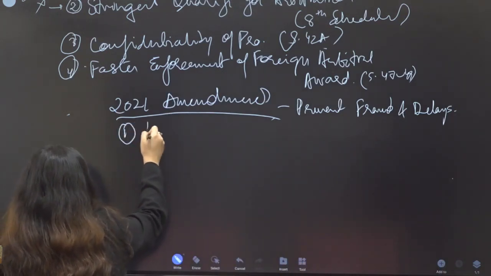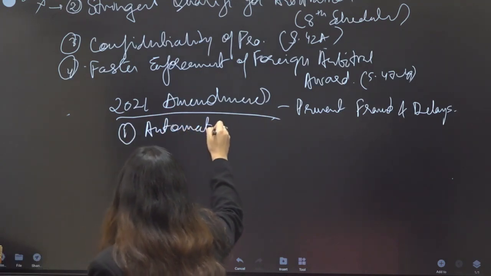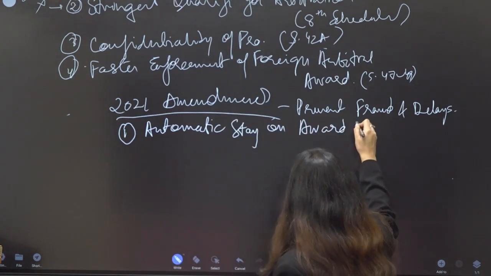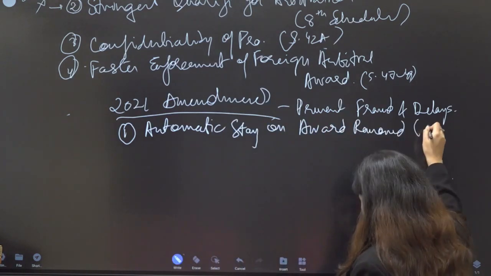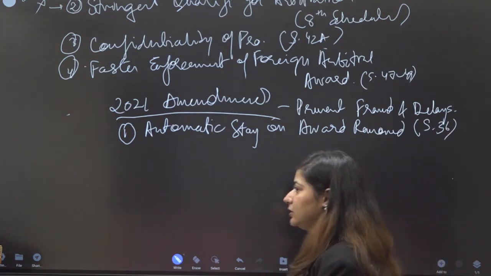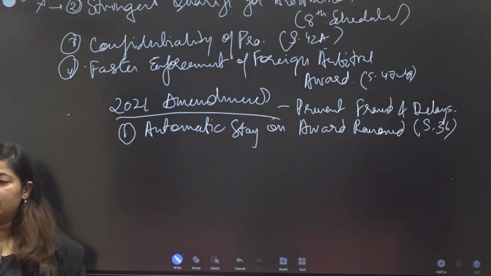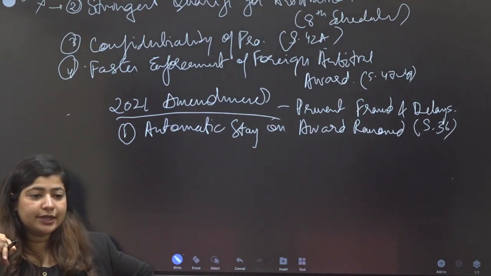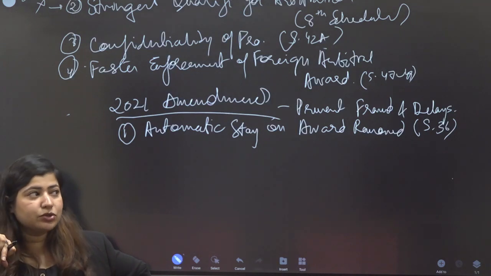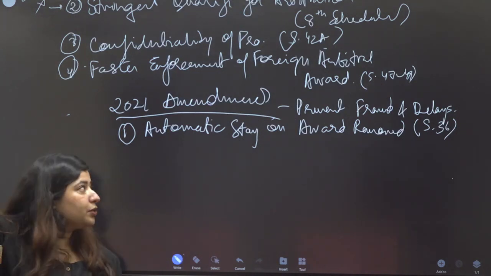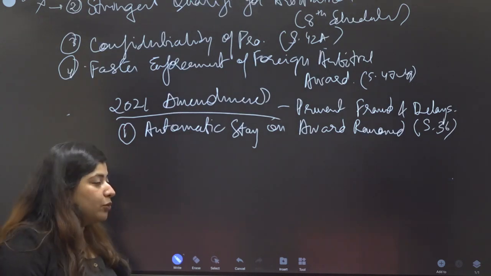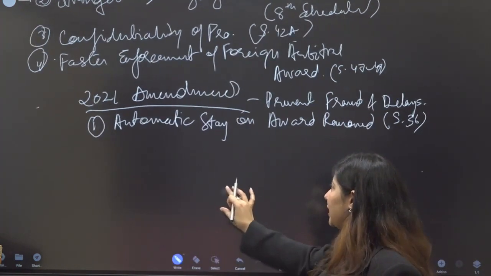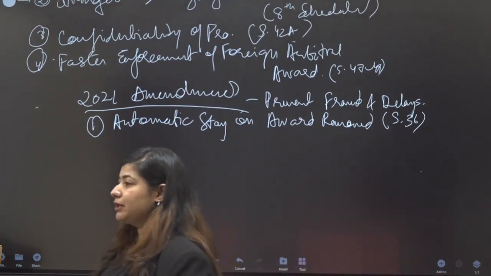Number one key change is: automatic stay on award removed. This is your section 36. Automatic stay on award. So in section 34, if we put an application to set aside the award, trying to challenge the award, there was an automatic stay on the award. After the 2021 amendment, this has been removed by insertion in section 36, so that there will be no automatic stay when an award is being challenged.